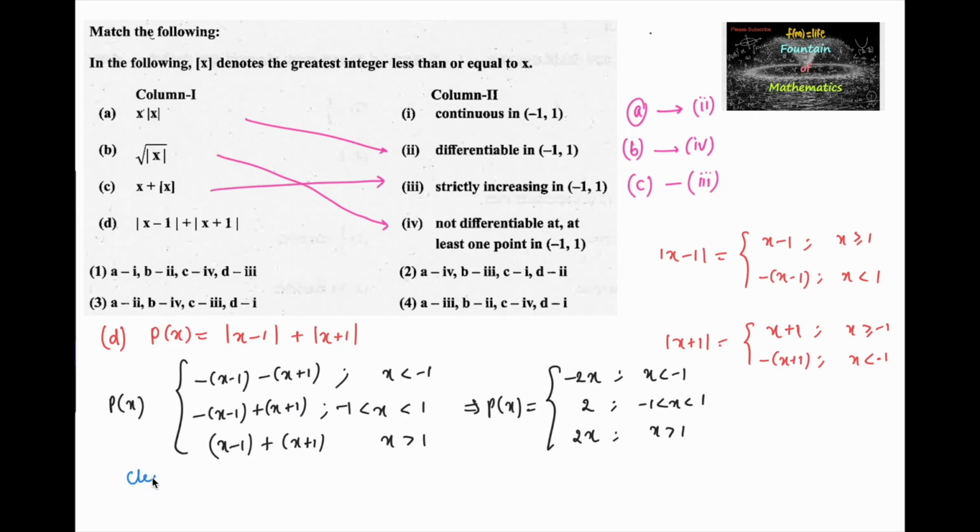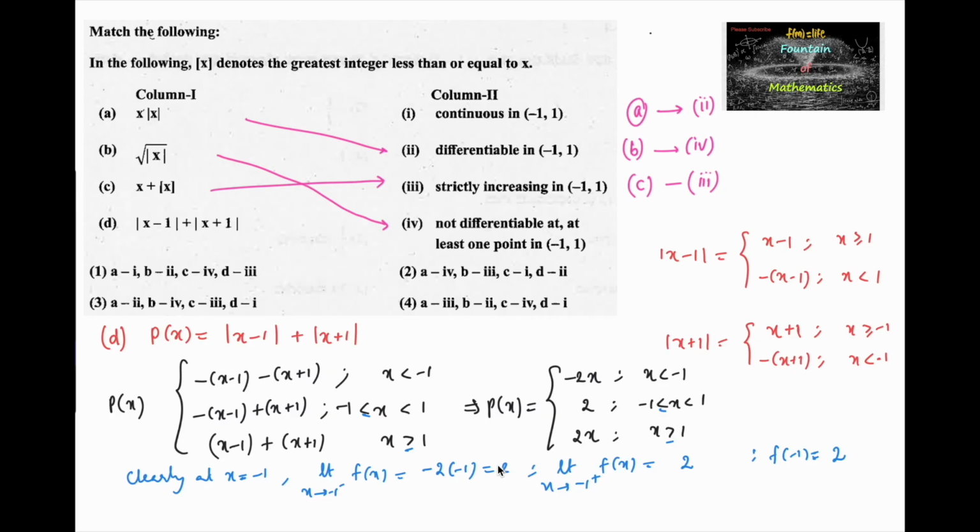Clearly at x equal to minus 1, your left hand limit, as x tends to minus 1 minus, f of x is equal to minus 2 into minus 1, which is equal to 2, and the limit as x tends to minus 1 plus of f of x is equal to 2. Both are the same, and f of minus 1 is also 2. As for minus 1 to plus 1, minus 1 is included here, or here 1 is included.